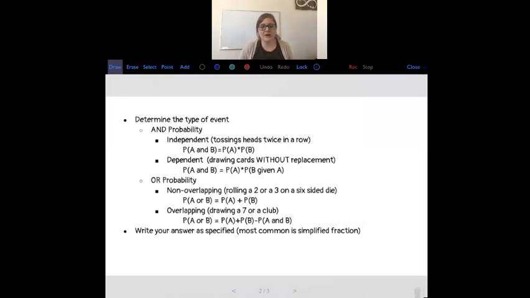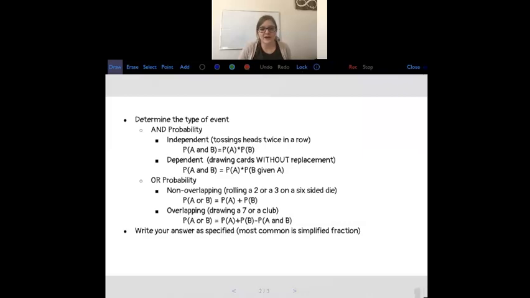You also have OR probability, and under OR probability you have non-overlapping and overlapping events. So non-overlapping events are events that can't necessarily happen at the same time. So for instance, rolling a 2 or a 3, so being happy with either of those on a 6-sided die, probability of A or B is probability of A plus probability of B.